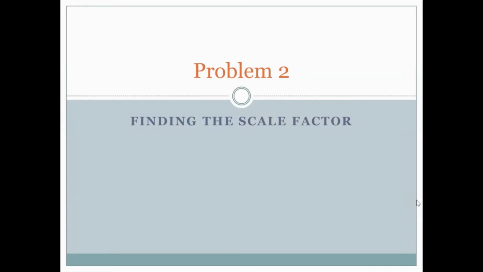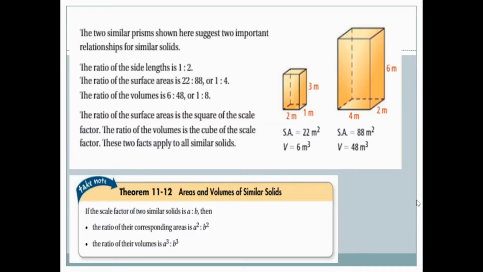Finding the scale factor. Again, what is a scale factor? The scale factor is the ratio of two corresponding side lengths of similar figures. Okay, let's start. The two similar prisms shown here suggest two important relationships for similar solids. The ratio of the side length is 1 to 2.